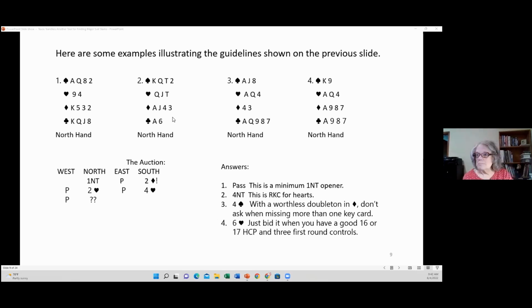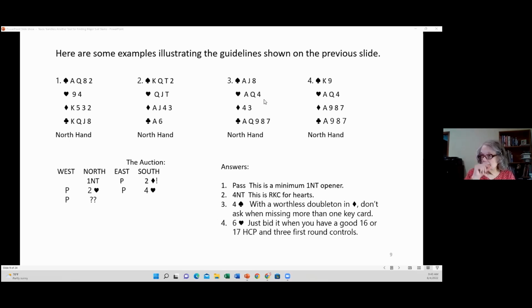The only thing I care about is what kind of controls my partner has. If I play Roman key card, I'll bid 4 no trump, asking for the 5 key cards. If I play regular Blackwood, I'll bid 4 no trump, asking partner to tell me how many aces he has, and then go from there.